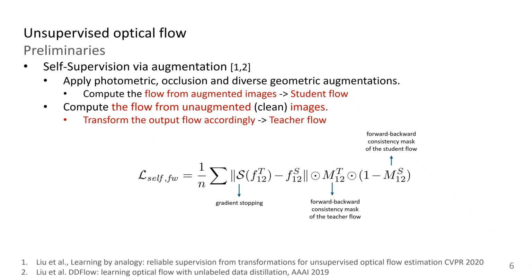And here we have two optical flows: the student flow and the teacher flow. The student flow is computed from augmented image pairs. And these augmentations are photometric, occlusion, and geometric transformations. And the teacher flow is computed from unaugmented or clean images. And then it's transformed according to the geometric augmentations that we used on the input of the student. You can see the equation here. Note that we apply the self-supervision only in places where the teacher is forward-backward consistent and the student is not.